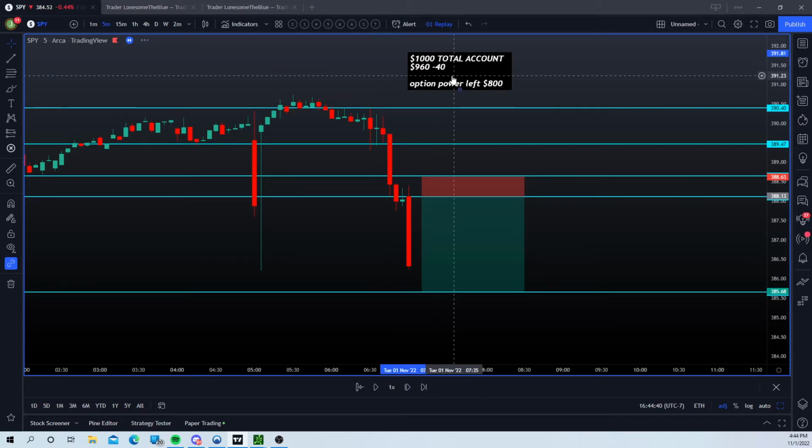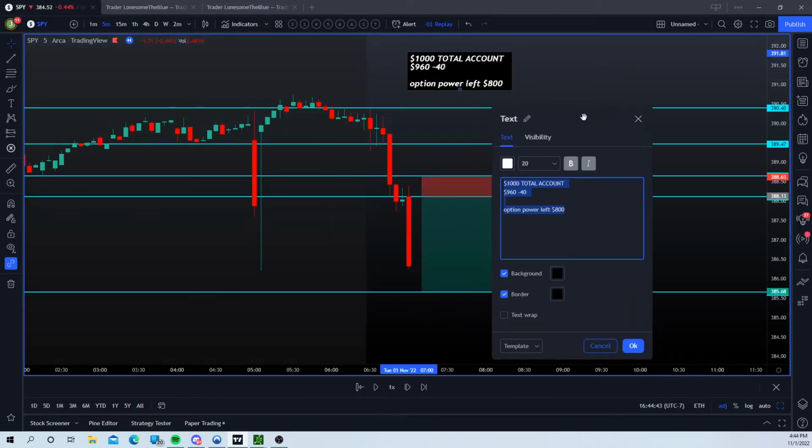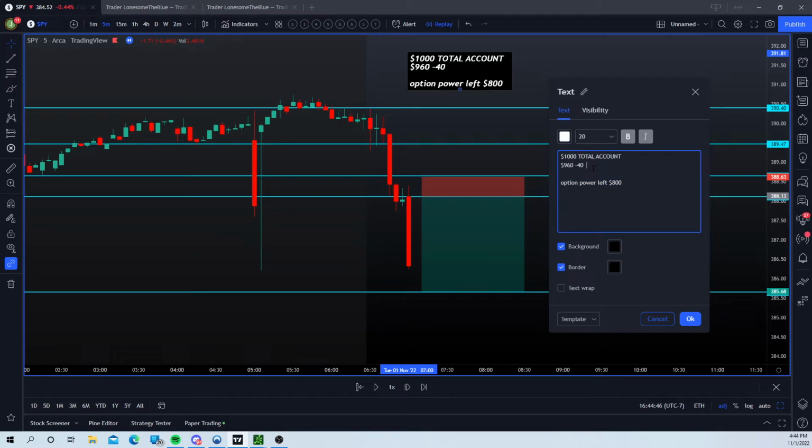So this would have been your loss, and you do the same thing. Another entry, right? So now we enter again with one more candle. Your stop loss is going to be the same thing, 20 to 30%. It would never hit. So now we enter one more time. Option power left 800. We're down $40. So we enter again. One more entry at 1.00. Let's just say 1.00, right? Our stop loss is going to be 20% this time.